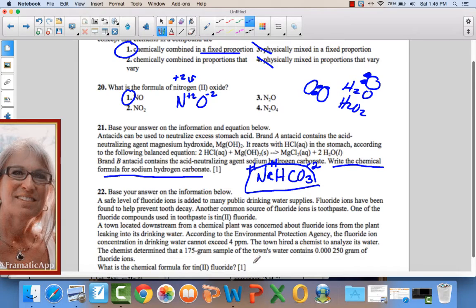What is the chemical formula for tin 2 fluoride? Tin is Sn. They want us to use the plus 2. Fluorine is F minus 1. So when I drop and cross, I get SnF2.